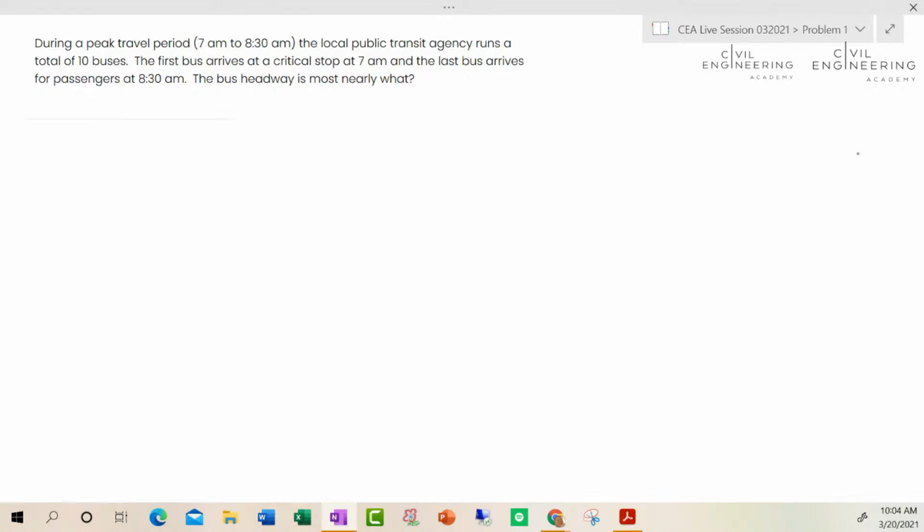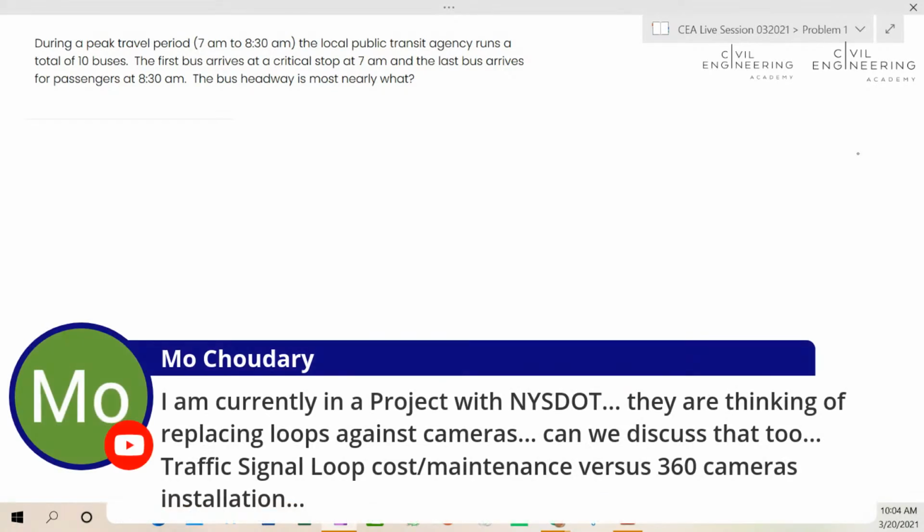One of them is from Mo. Let me see if I can display this. It says, I am currently in a project with NYSDOT. They are thinking of replacing loops with cameras. Can we discuss that too? Traffic signal loop cost, maintenance versus 360 camera installation. Okay, it sounds like Mo's getting into something that's called ATMS.